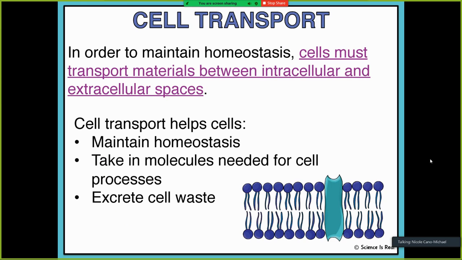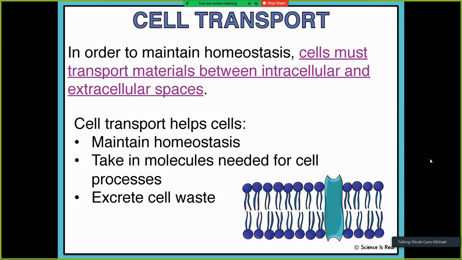All right, so this is where cell transport comes in. We are now in letter C of our note catcher. In order to maintain homeostasis, cells must transport materials between the intracellular, inside the cell, and the extracellular, outside of the cell spaces. Things have to move across that cell membrane. Because again, cell transport is going to help maintain homeostasis.